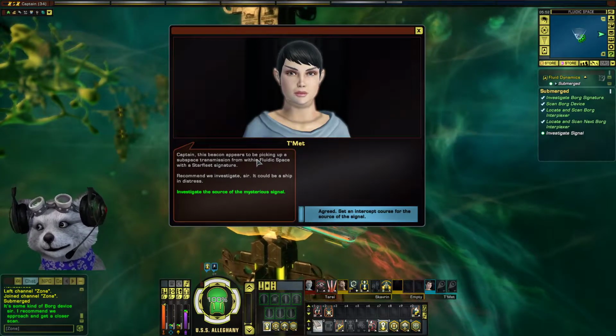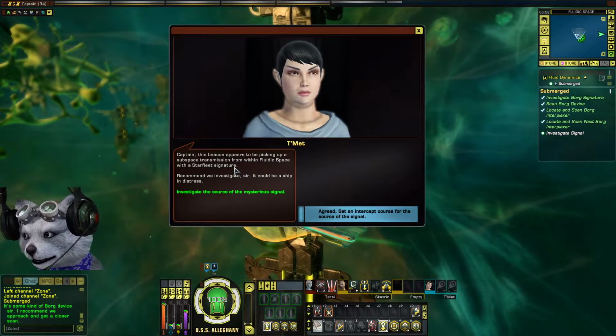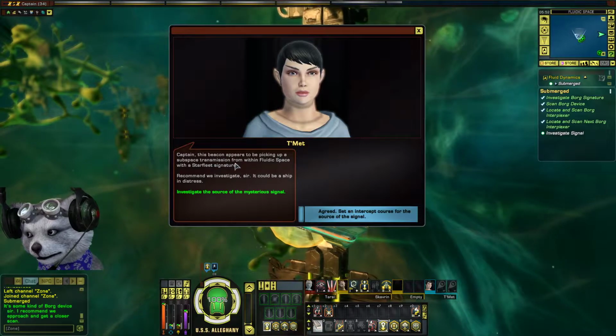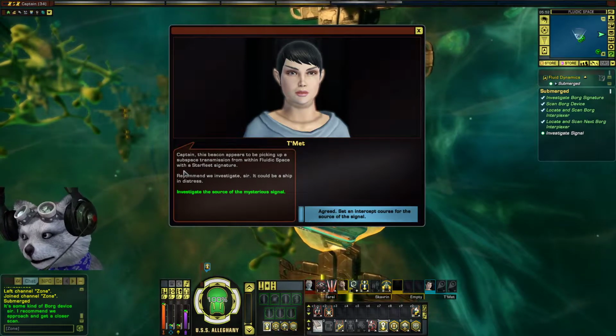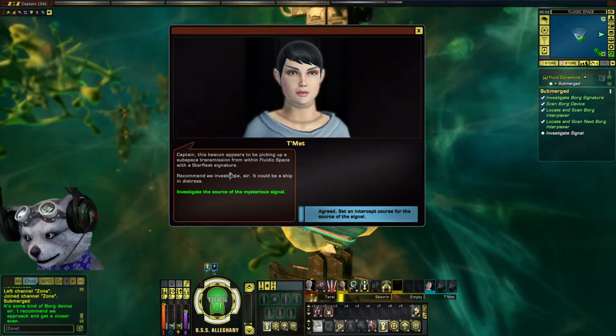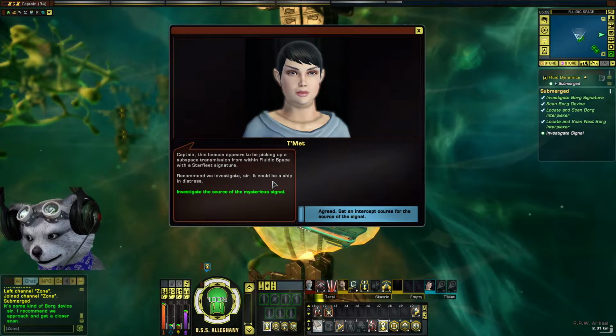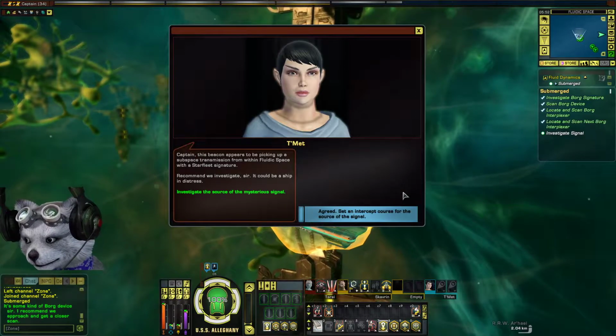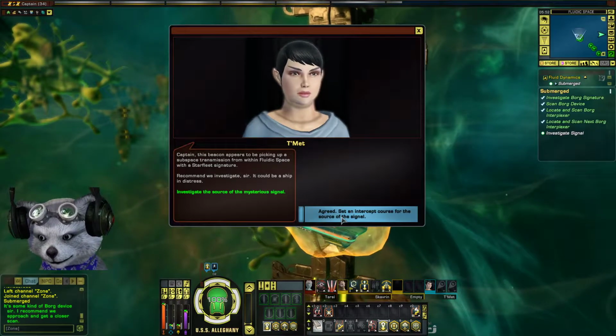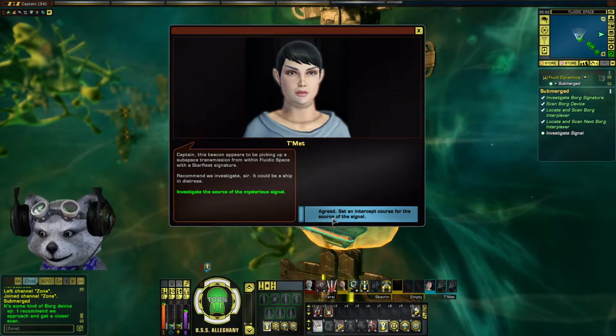Captain, this beacon appears to be picking up a subspace transmission from within fluidic space with a Starfleet signature. Recommend we investigate, sir. It could be a ship in distress. Agreed. Set an intercept course for the source of the signal.